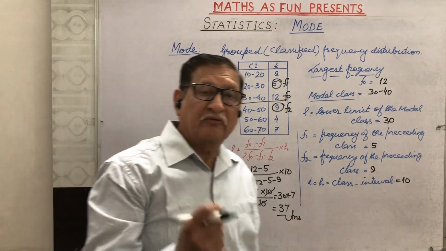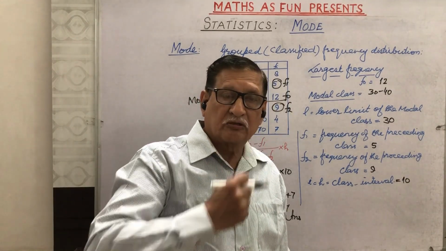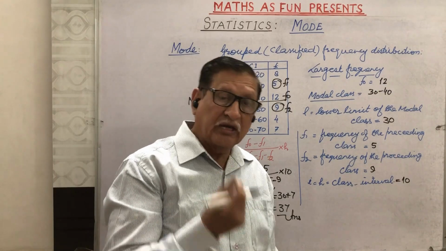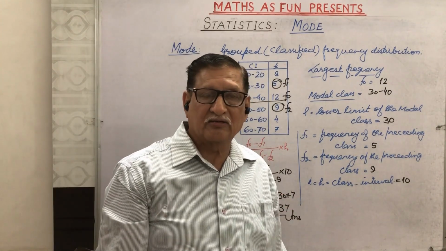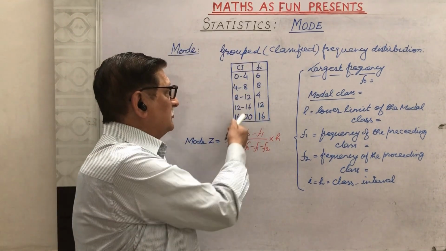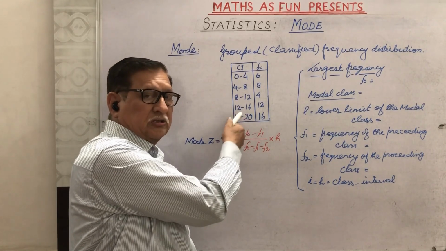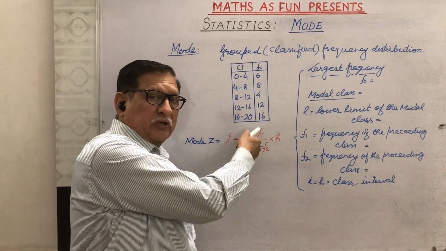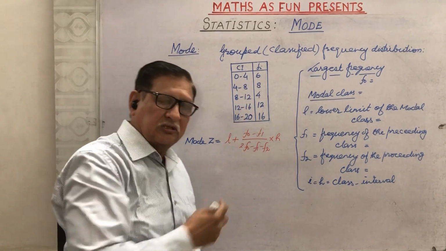But in case we are given the largest frequency in the first group or the last group, then what do we have to do? We will understand from the next example. In this problem we have been given the class intervals 0 to 4, 4 to 8, 8 to 12, 12 to 16 and 16 to 20, and the corresponding frequencies are 6, 8, 4, 12 and 16.